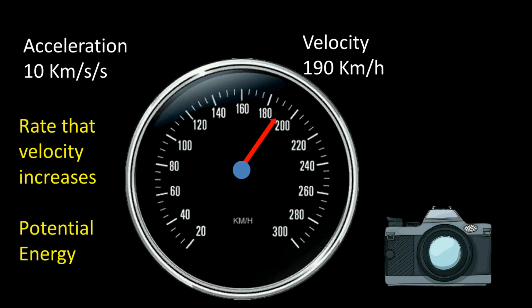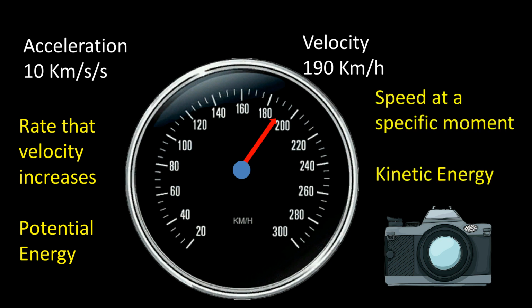So again, the acceleration is the rate that velocity increases, and we use the acceleration in potential energy. And in this case, we're using the acceleration of gravity because we're talking about a falling object. Velocity, on the other hand, is the speed of the object at a specific moment. So at this moment in time, it was going 190 kilometers per hour, and we use velocity in the equation for kinetic energy. So you have to keep that in mind: acceleration is used for potential energy and velocity is used in kinetic energy.